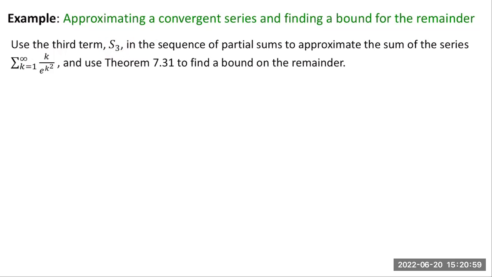So let's find S3. We are going to approximate the sum of this original series by this partial sum S3. S3 is equal to, basically, the summation of the first three terms: 1 over e to the power 1 squared plus 1 over e to the power 2 squared plus 1 over e to the power 3 squared. That's it, right? So what is that going to be? You can use a calculator to find this. Of course, it's not going to be an exact answer, it's an approximation, because we have to round to certain decimal places. Let's round it to 6 decimal places.